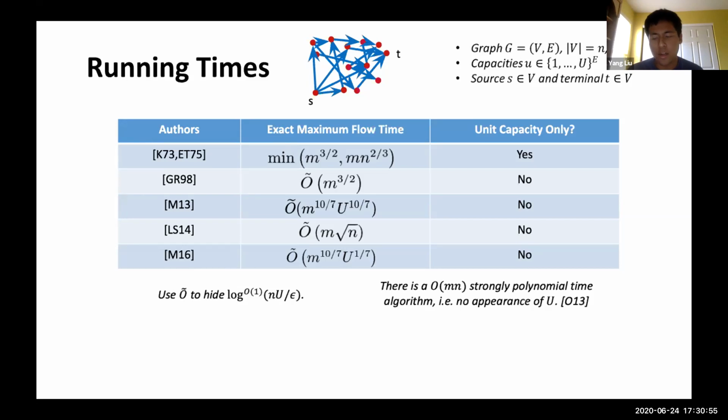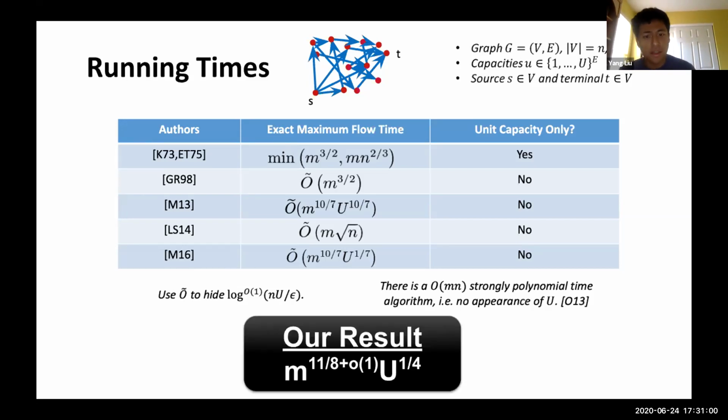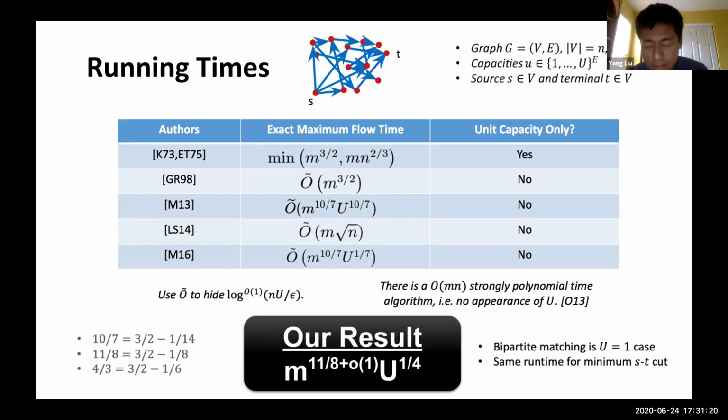The main result of this work is we give an improved algorithm in the case of unit sparse graphs, an m to the 11/8 time algorithm for max flow. I guess I should convince you that 11/8 is less than 10/7, which is the previous best result. You can see 10/7 is 3/2 minus 1/14, and 11/8 is 3/2 minus 1/8. Once again, this gives a bipartite matching algorithm and also an s-t cut algorithm, all in time m to the 11/8.